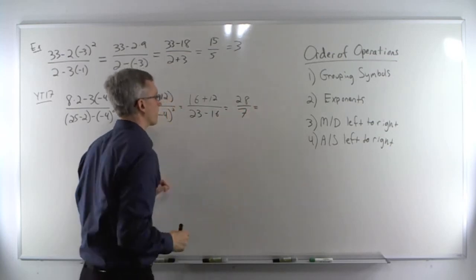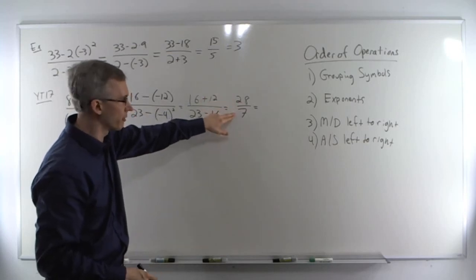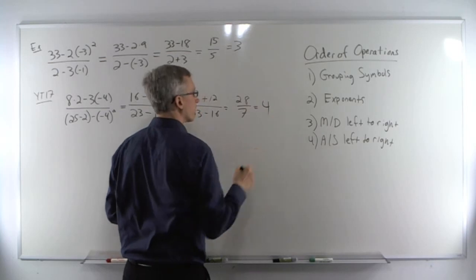All right, now we're down to a single number on top, single number on the bottom. Now we can finally divide. 28 divided by 7 is 4.